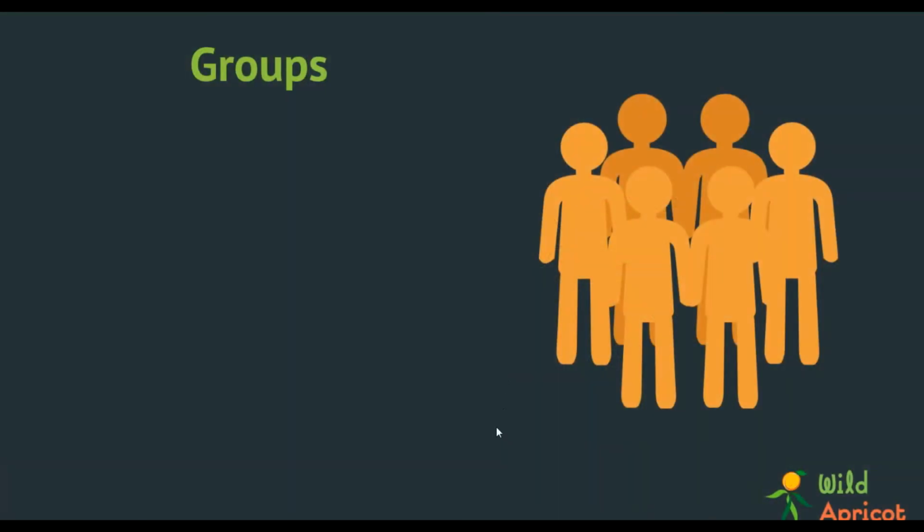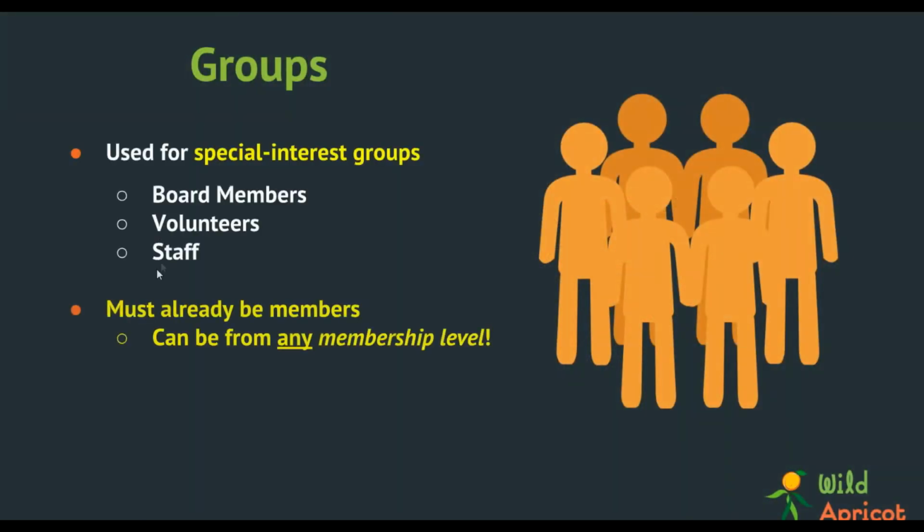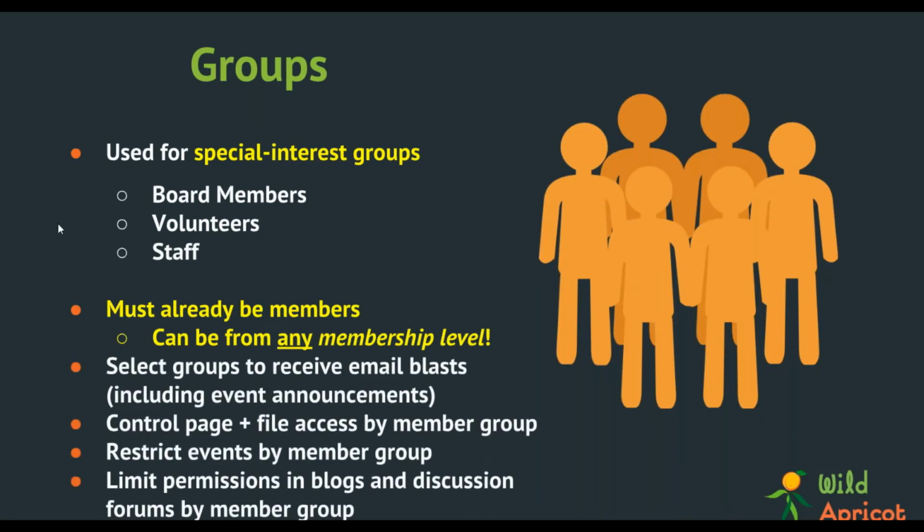Okay, so member groups are very, very useful, and by default we include the example board members because that's the one that I think makes the most sense to the average person just starting Wild Apricot. But you can really use these for any sort of group that you need to have segmented. For example, volunteers or your staff.